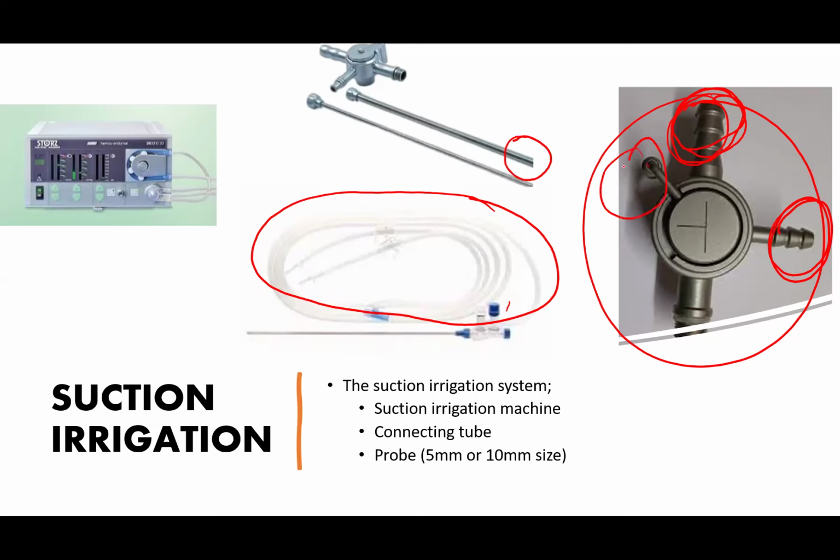And this knob, when you move it forward, it is for delivering fluid into the peritoneal cavity. If you leave it at a neutral position, it is neutral, neither irrigating nor sucking fluid. While if you take it backward towards you, it will suck the fluid in the peritoneal cavity. Now, the probes could either be 5 or 10 millimeter, depending on the port you want to introduce it to and the quantity of fluid you want to suction.